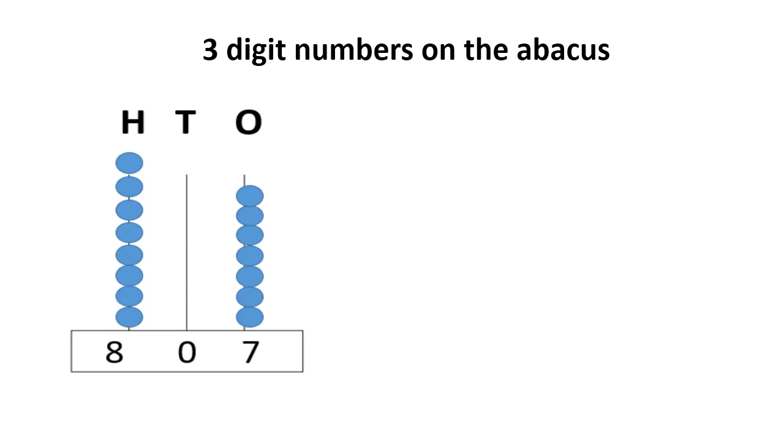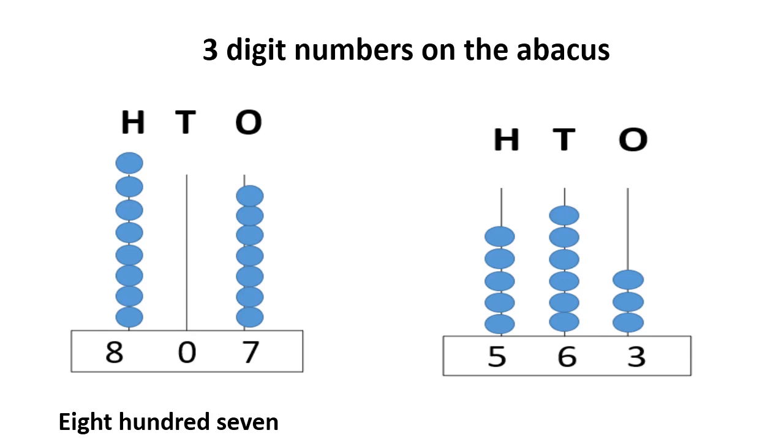See another example. Here in this example there are 7 beats at ones place. There is no beat at tens place, so we have written here 0. And at 100 place there are 8 beats. Okay, so we have written 8. So now what is the number name of this? 807.